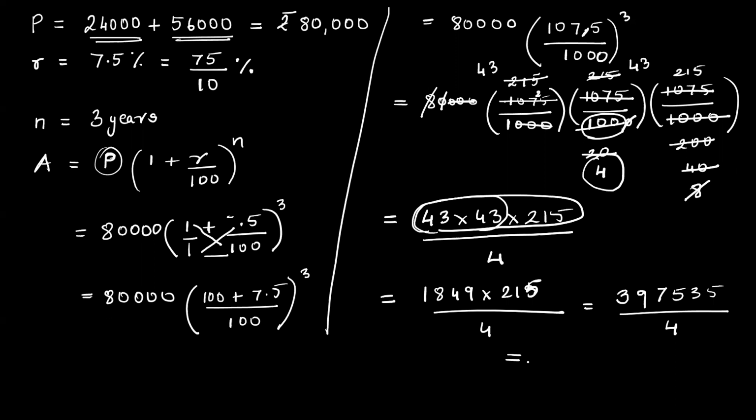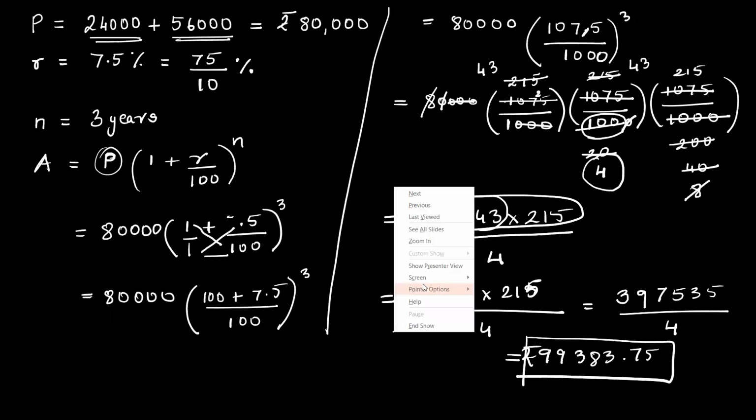99,338.75. Come again. What is the answer? 99,383.75. Okay, yes. This is the answer. Okay. I can see some people asking for explanation again. So I'll just go through this step. I'll explain again. After that, I think multiplication you all can do yourself.